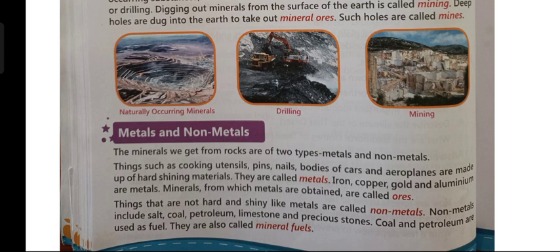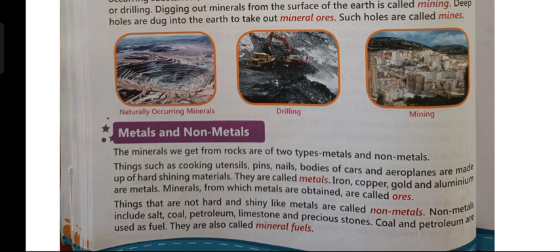Things such as cooking utensils, pins, nails, bodies of cars and aeroplanes are made up of hard shining materials. They are called metals. Iron, copper, gold and aluminium are metals. Minerals from which metals are obtained are called ores.